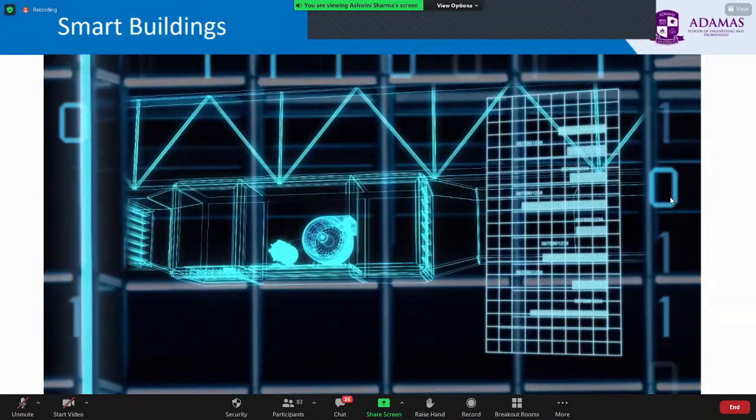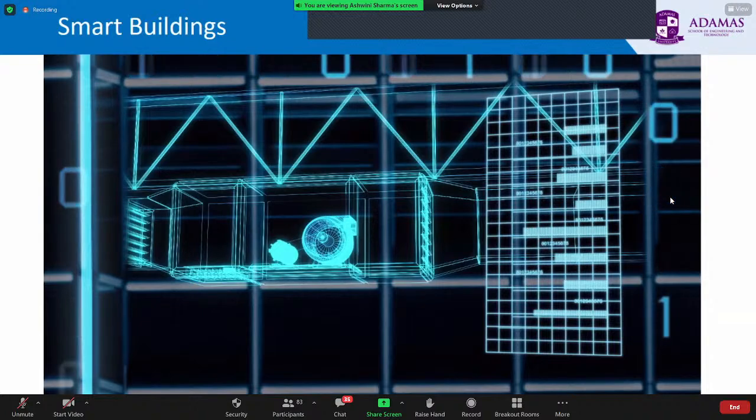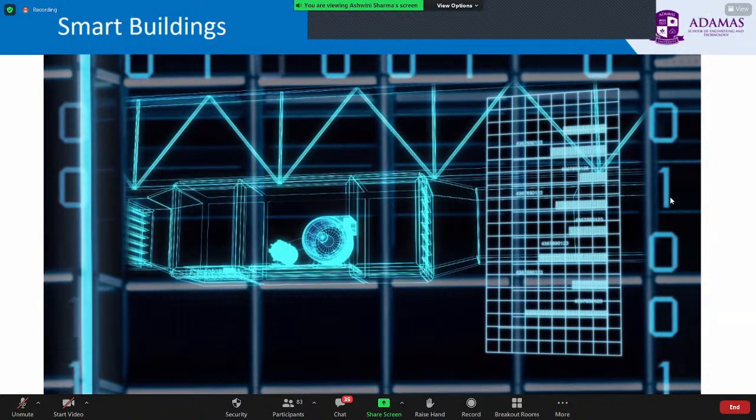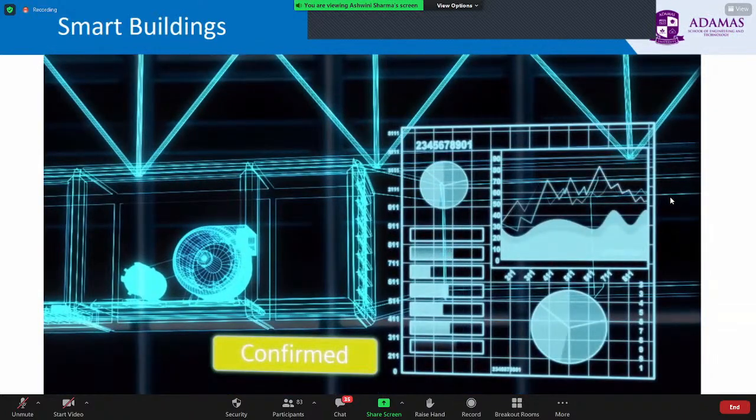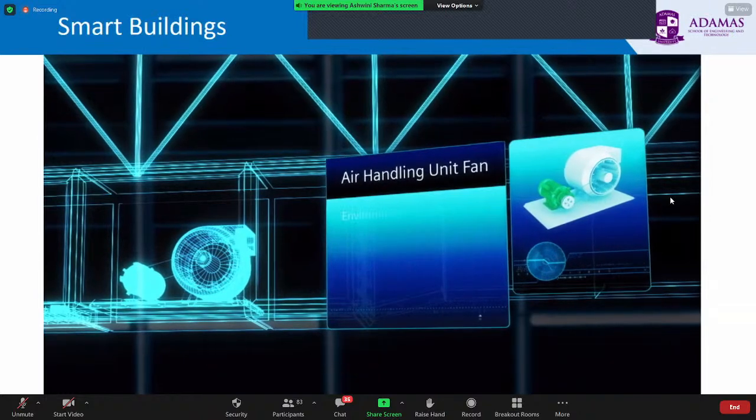Interesting. The power this fan is using seems a little high. We may be using electricity we don't need. Confirmed. The power consumption has been increasing steadily recently. Checking the environment.